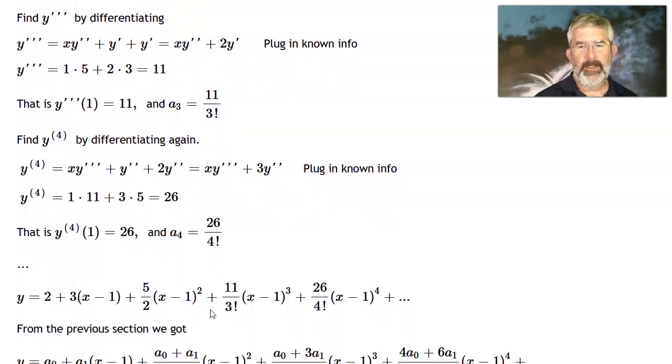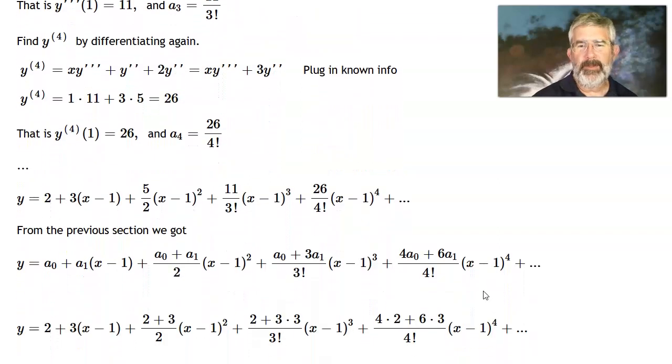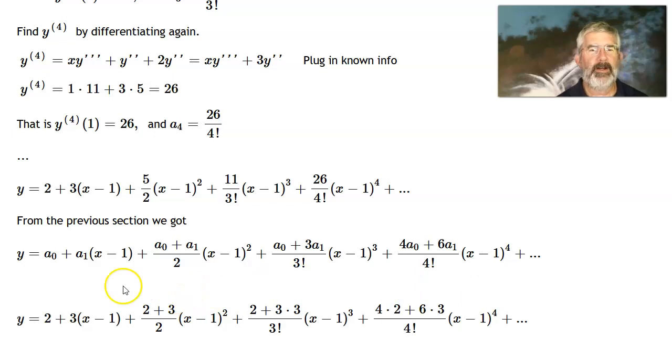And so the power series we get here is 2 plus 3 times x minus 1 plus 5 halves times x minus 1 squared plus 11 over 3 factorial x minus 1 cubed plus 26 over 4 factorial x minus 1 to the fourth plus, and so on with the stuff we haven't calculated yet. Double checking with the previous section, because we did this one as well, it looked like this at the end of the calculation from that previous video. A0 plus A1, x minus 1, A0 plus A1 over 2, x minus 1 squared, A0 plus 3A1 over 3 factorial, x minus 1 cubed, and so on.